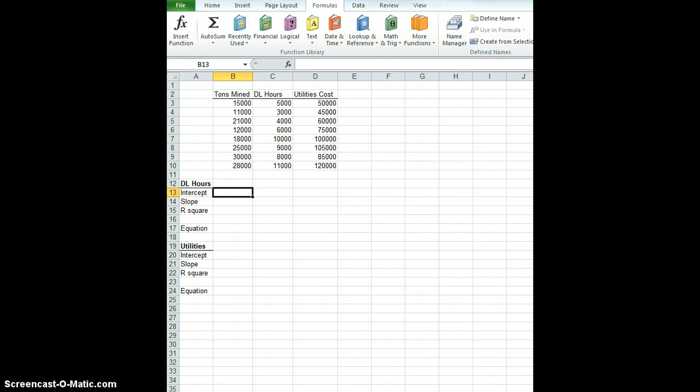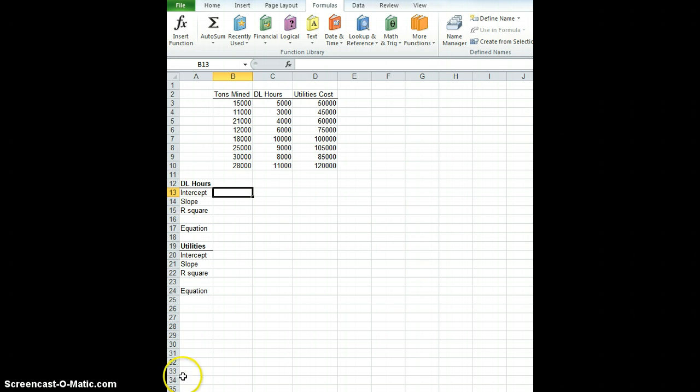In other words, which of these two items, tons mined or direct labor hours, is the cost driver for utilities cost? In order to determine this, we must develop a cost formula for utilities cost using the least squares regression method, where we use the independent variable of tons mined, or we use the independent variable of direct labor hours. Part 1A asks us to determine a cost formula using tons mined. Part 2A says instead of using tons mined, use direct labor hours as the independent variable.